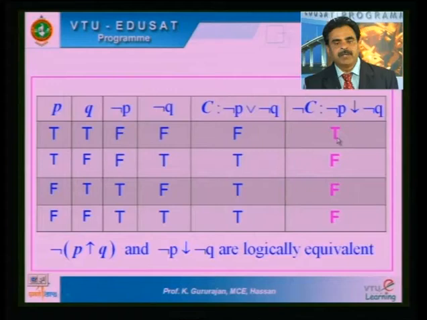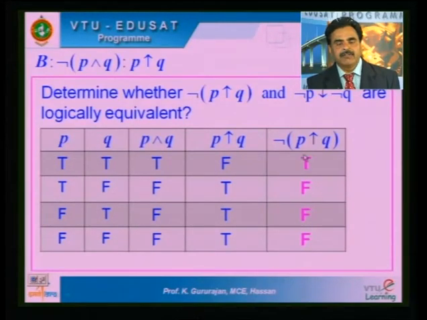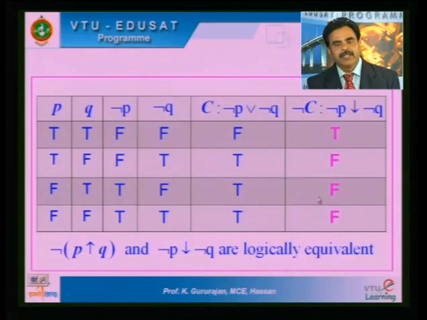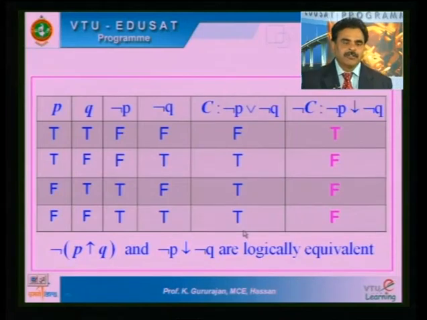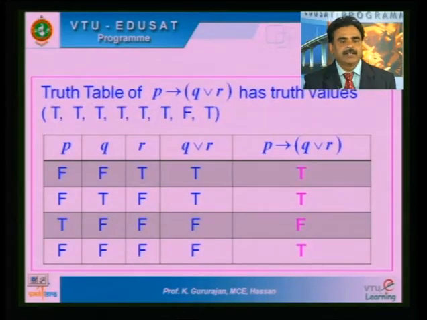Now, if I apply negation to it, I get back T F F F. So what do you find here? That negation P NOR negation Q has the truth values T F F F. Earlier we have seen that negation of P and Q also has the truth values T F F F. So, T followed by 3 F. Here also T followed by 3 F. So, I can claim that these two are logically equivalent to one another. Understood? So, how to show that two formulas are logically equivalent? One way is by constructing the truth table of both the formulas. If both have the same set of truth values, then immediately you can conclude that they are logically equivalent.